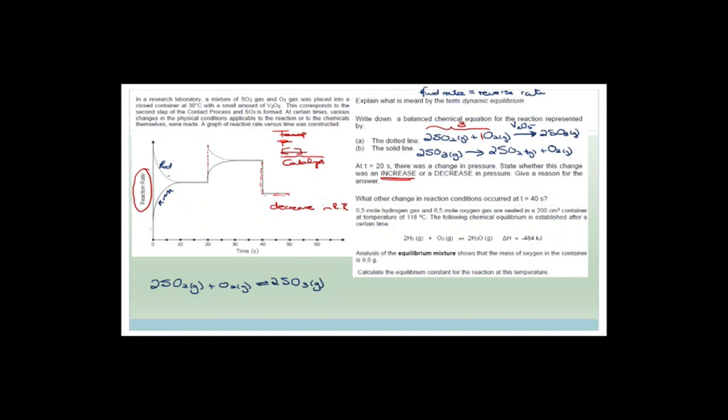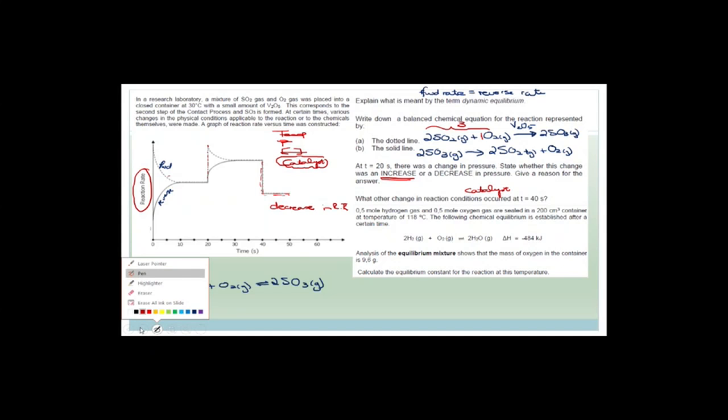The only thing that we can have that has got a joint equal effect on both the forward and reverse reaction is going to be a catalyst. And since the reaction rate has decreased, it is a reverse catalyst. Okay, it's a reverse catalyst. So the only thing I can say here is that this is a catalyst.